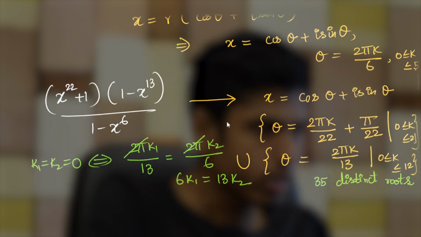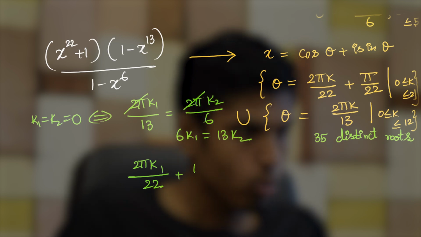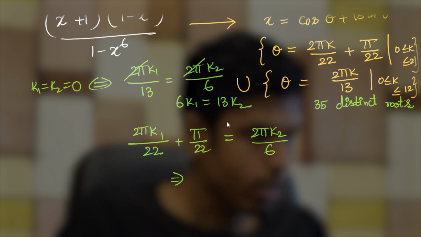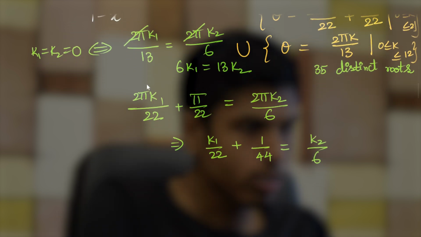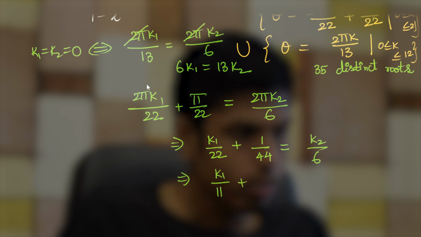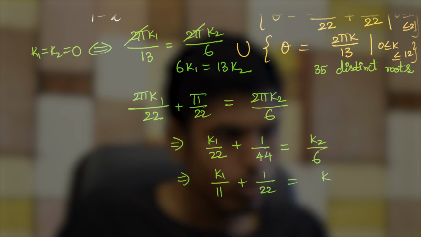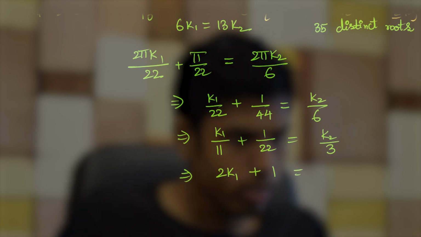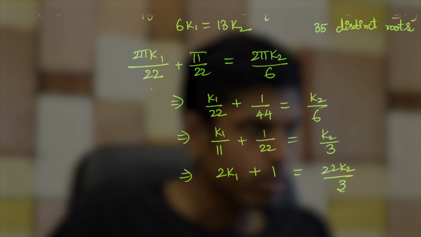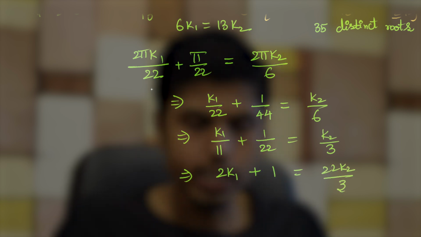And when you compare it with the first set of angles, that would be equal to 2 pi k2 by 6. So one could get some values out of this. Cancel all the 2 pi's and you will get k1 by 22 plus 1 by 44 is equal to k2 by 6. Now cancel the 2, you will get k1 by 11 plus 1 by 22 is equal to k2 by 3. So let's multiply it by 22 throughout. After multiplying by 22, you get 2k1 plus 1 is equal to 22k2 upon 3. Now that means 22k2 by 3 is an integer.